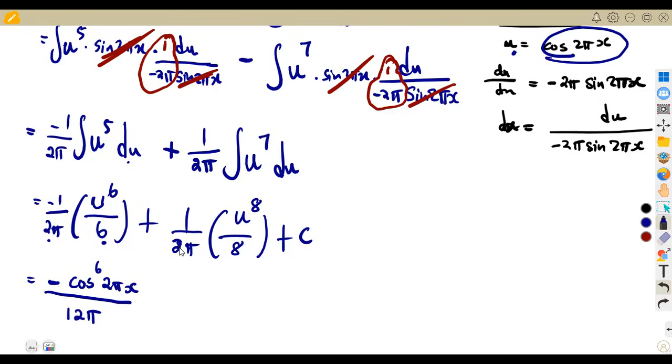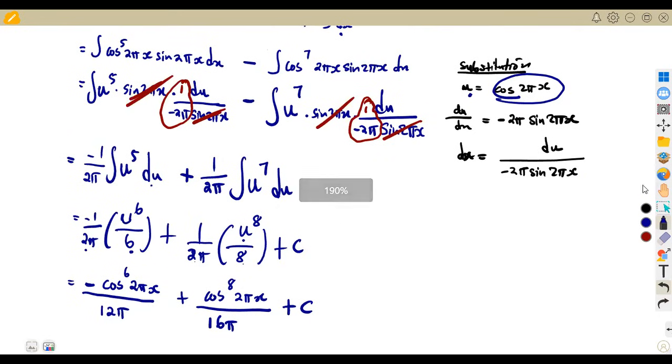All right, we do the same thing here, plus, if we multiply the numerator, u is given as cos, so that will be cos to the exponent of 8 of 2 pi x. All right, everything over 2 pi times 8, that's 16, so it's going to be 16 pi. Okay, plus the constant of integration. So that is how we could have simplified our answer up to this stage. There's nothing more that you're going to do. We are done with the integration.